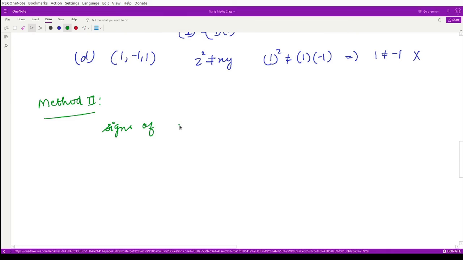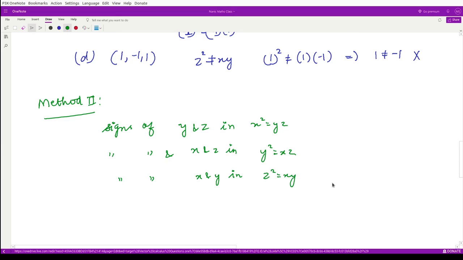firstly, we have written down this to be yz. The signs of y and z in equation x square is equal to yz, and the signs of x and z in equation y square is equal to xz, and the signs of x and y in the equation z square is equal to xy, they should be same. If the signs should be same, that means the signs of x and y and z should be same overall.